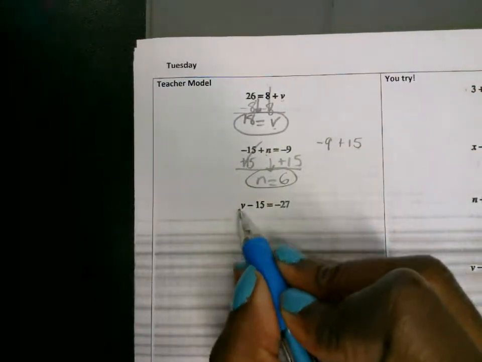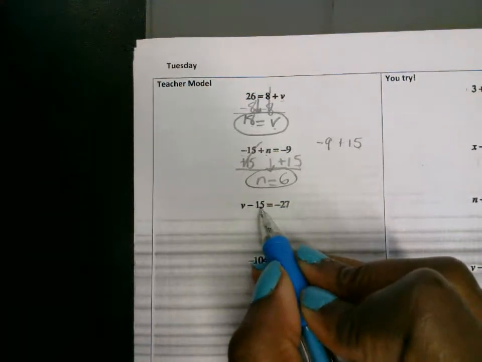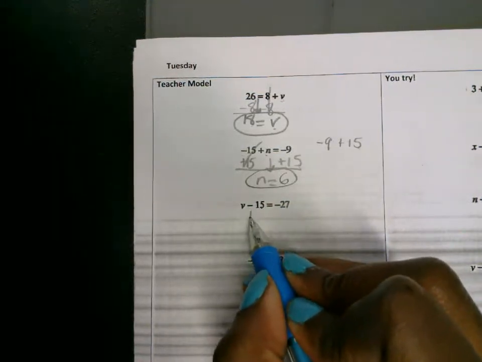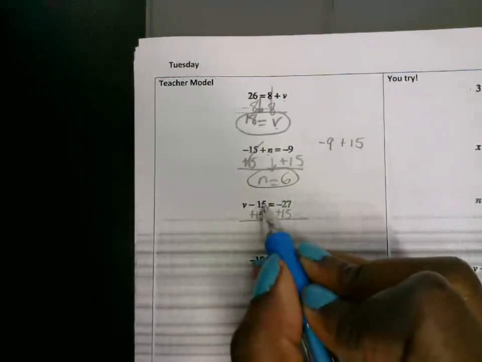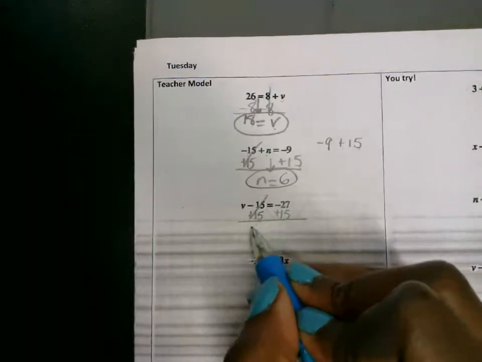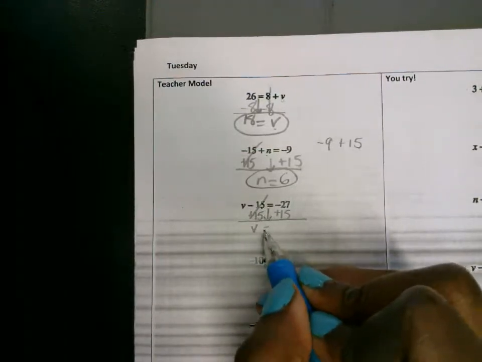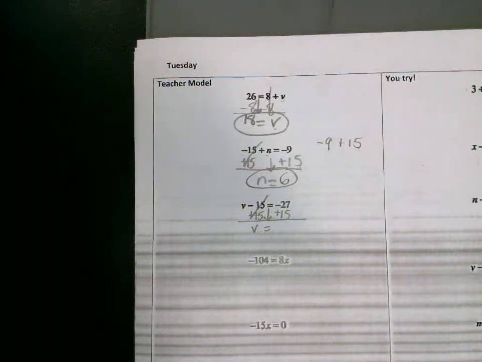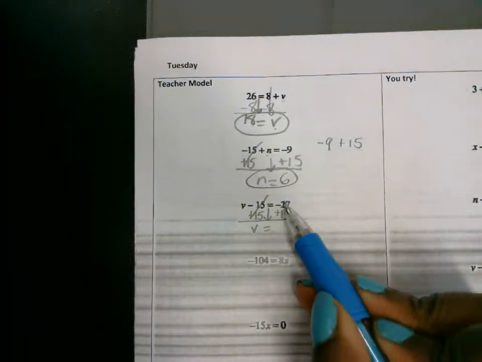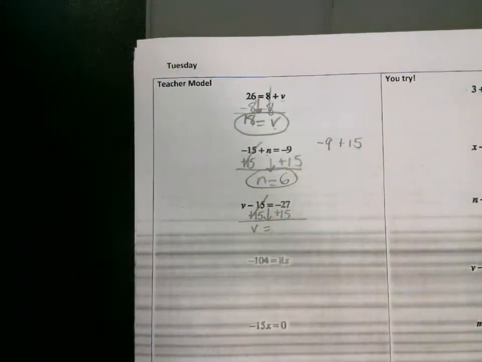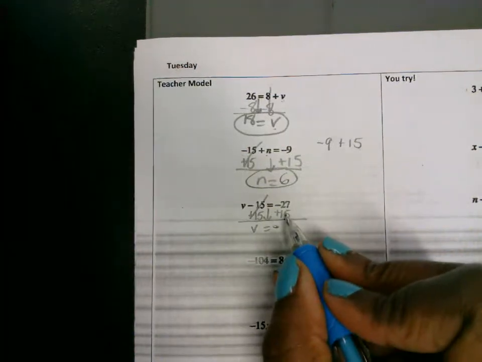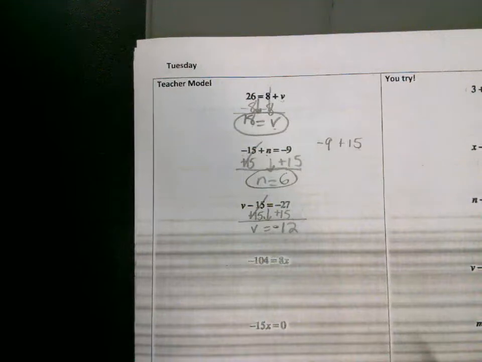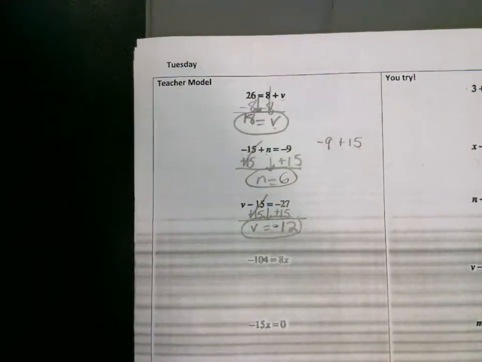To get v by itself on this side, you've got to get rid of a negative 15. The opposite of a negative is a positive, so you're going to add 15 to both sides. Okay, negative 15 plus 15 is 0, and we're left with v. Bring down the equal. Negative 27, if it helps you to write it side by side, plus the 15. Remember that negative 27 is further away from 0 than 15 is, so my answer is going to be a negative. The signs are different, so technically I'm subtracting, and that gives me negative 12. Okay, this is my answer.